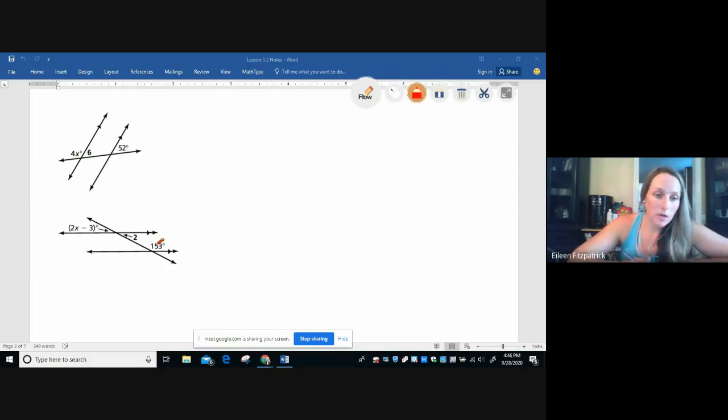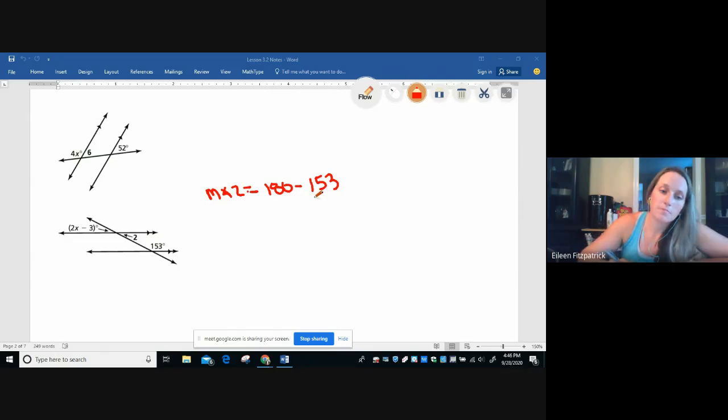All right, the next one. Look for the relationship between 153 and angle 2, and between angle 2 and 2x minus 3. We talk about that relationship as well. I'm going to start with angle 2 this time. The measurement of angle 2 equals 180 minus 153. Where did that come from?